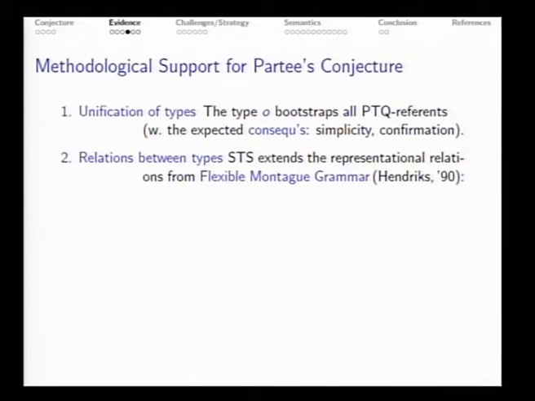With respect to the second of these points, we can observe that by identifying just one single basic type, and by shifting all Montagovian objects to constructions out of the single basic type, we would be able to expect that our single type semantics extends the representational relations from flexible Montague semantics.